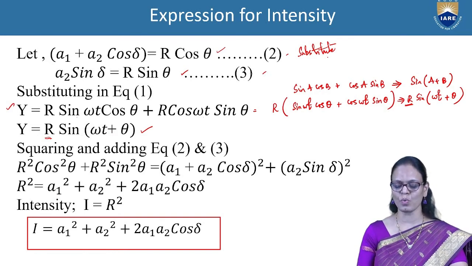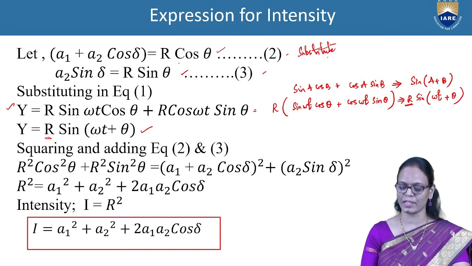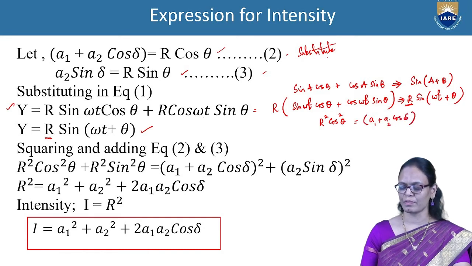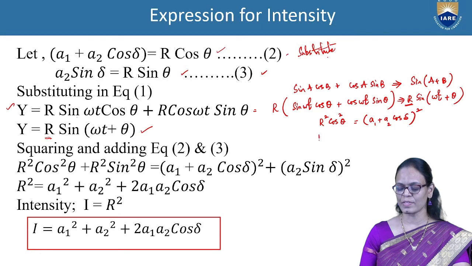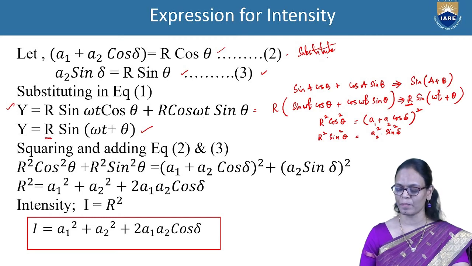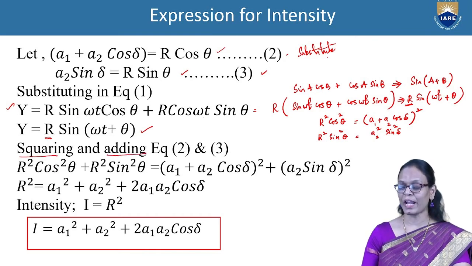Now, we will consider equation 2 and 3. We will square them and add them. So, what is our equation 2? R cos theta. So, squaring you get R square cos square theta will be equal to A1 plus A2 cos delta whole square. That is squaring on both sides of equation 2. Equation 3 also we will do the squaring. So, that gives us R square sin square theta is equal to A2 square sin square delta. Squaring equation 3. Now after squaring, we are going to add. So when we add the left hand side, R square is common. We have sin square theta plus cos square theta.